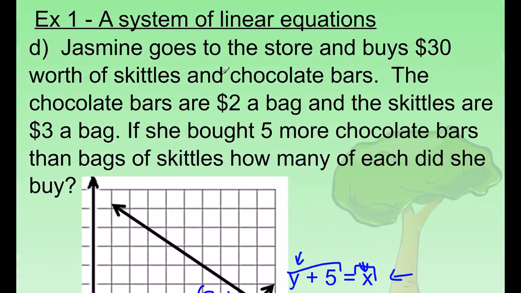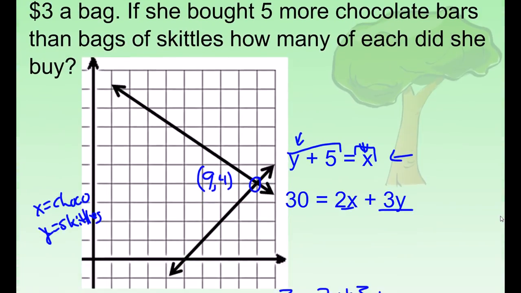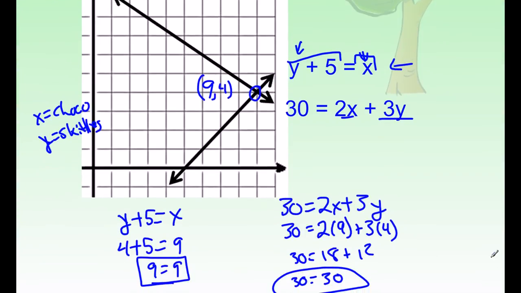So based off this problem, Jasmine goes to the store and buys $30 worth of Skittles and chocolate bars. The chocolate bars are $2 each, and the Skittles are $3 a bag. If she bought 5 more chocolate bars than bags of Skittles, how many of each did she buy? She bought 9 chocolate bars and 4 bags of Skittles. And there's our proof.